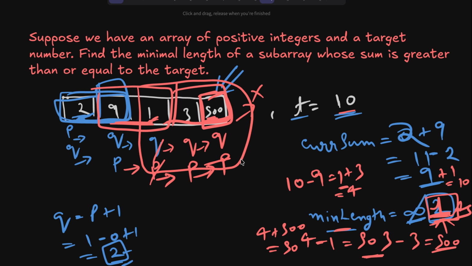So as you can see here that whether a particular window is valid or not depends heavily on the question itself. You really have to look at the question and understand it very well to understand how you are going to move P and Q and when you are going to move P and Q. That is a really important step.